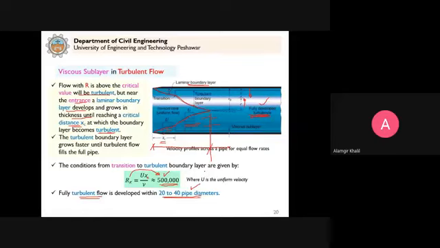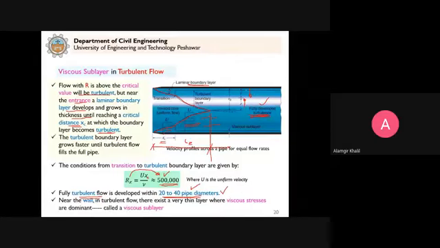If you study other fluid mechanics books, similar to the equation LE that we saw for laminar flow, you can also find the equation for turbulent flow to calculate that entrance length LE. But in our textbook, they say there is no single equation. So rather, instead of giving an equation, they say that this turbulent flow will be fully developed within 20 to 40 times the pipe diameter.